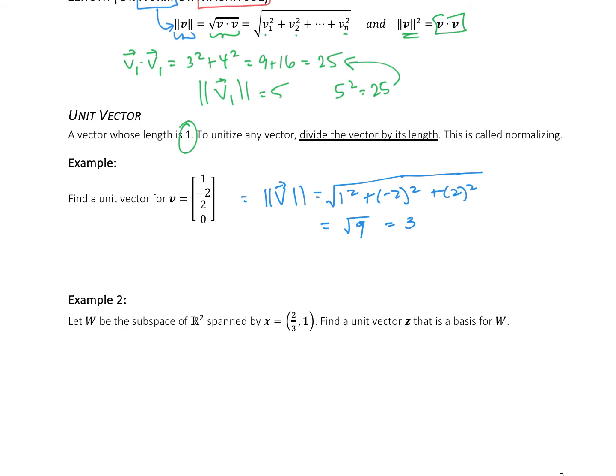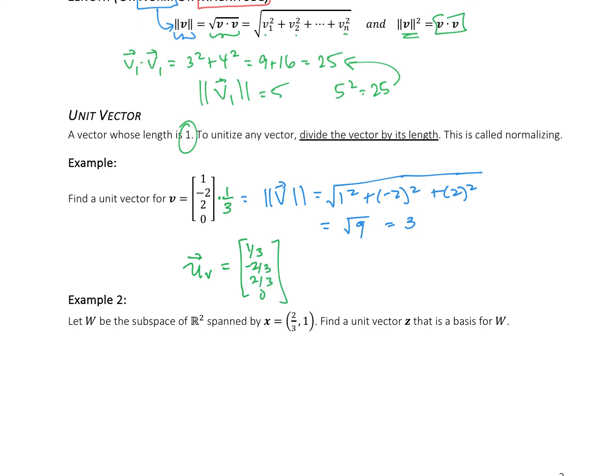So all we're going to do is take all the components in this vector and multiply by 1/3. So our unit vector for v, I'm going to call it u. And if you want to, you could put a little subscript v there so you know that it's the unit vector for v. However you want to name this, doesn't matter to me. But our unit vector is just each of those components divided by 3. So it would be 1/3, negative 2/3, 2/3, and 0.